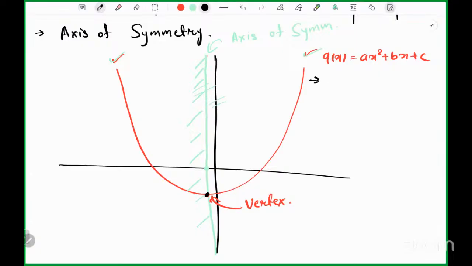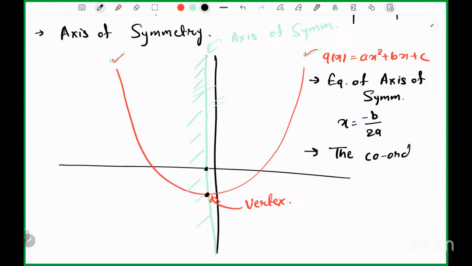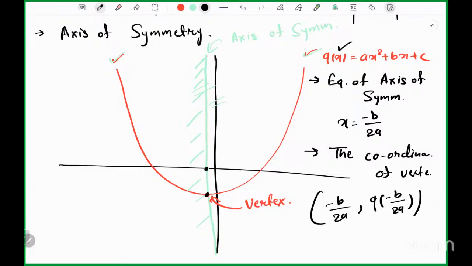So we can say that the equation of the axis of symmetry is x equals minus b by 2a. And since the vertex is a point, for any point we have two coordinates, x coordinate and y coordinate. So the x coordinate of the vertex is the same as the x-intercept of the axis of symmetry. That means the coordinates of the vertex are minus b by 2a and q of minus b by 2a. Right? That means you substitute minus b by 2a in place of x, and whatever value of y you get is the y coordinate of the vertex.